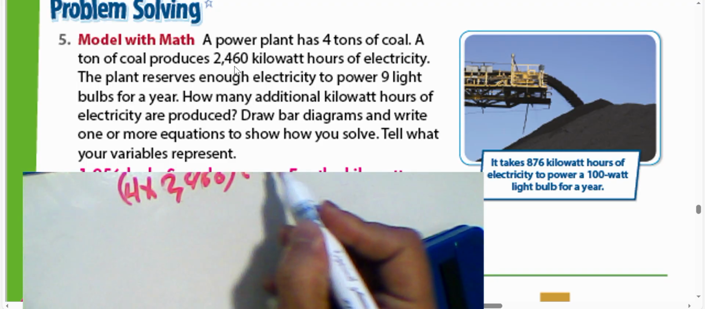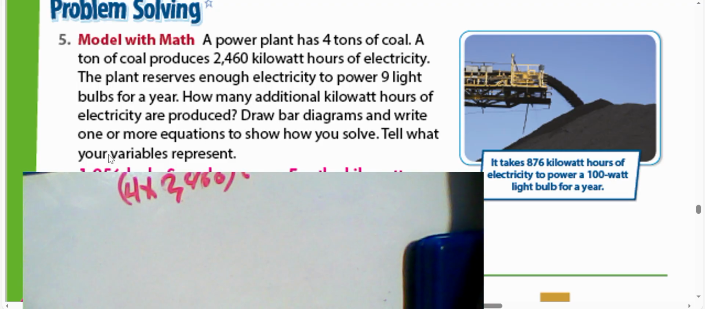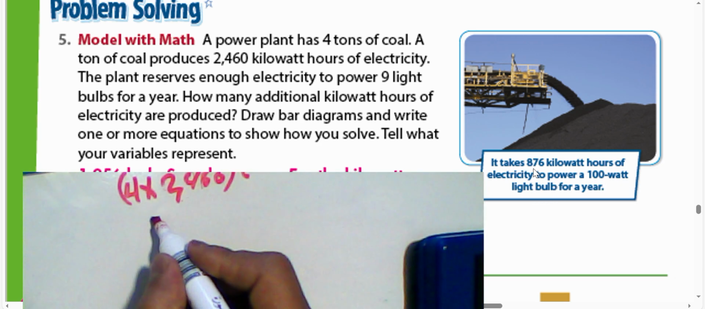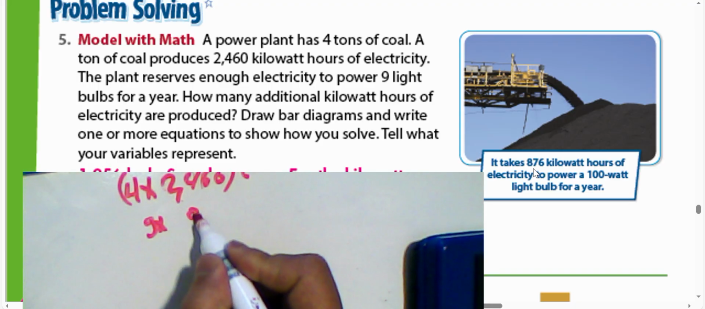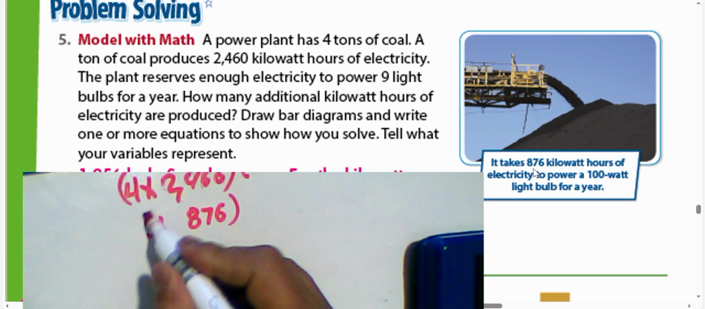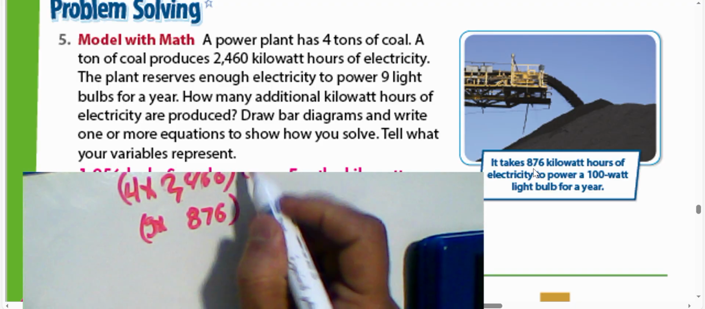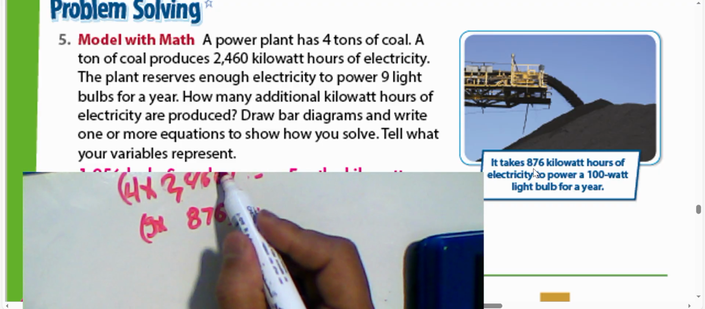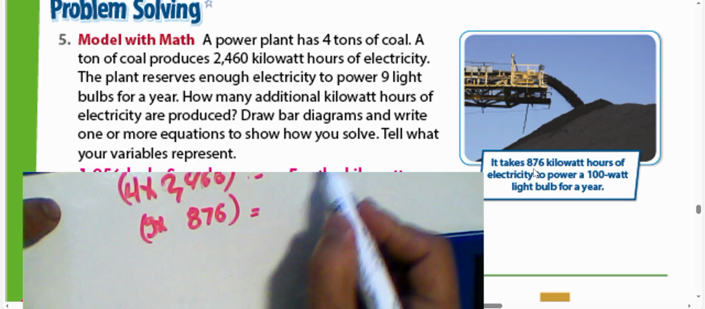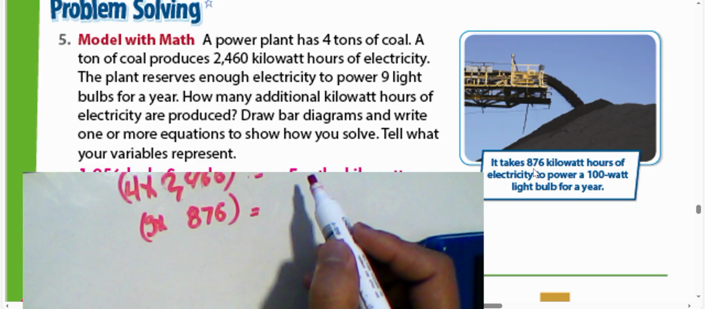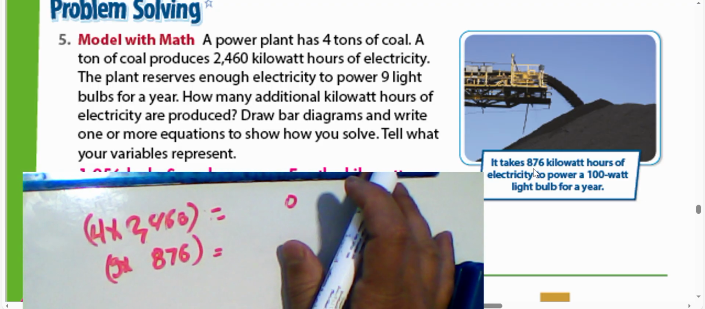And also we have here 9 light bulbs. Look here, it takes 876 kilowatt hours of electricity to power a 100 watt light bulb. Then for 9 light bulbs, it will be 9 multiplied by 876, and then find the difference between them. Okay, we can write 4 times 0 equals 0, 4 times 6 equals 24. We can find the result.